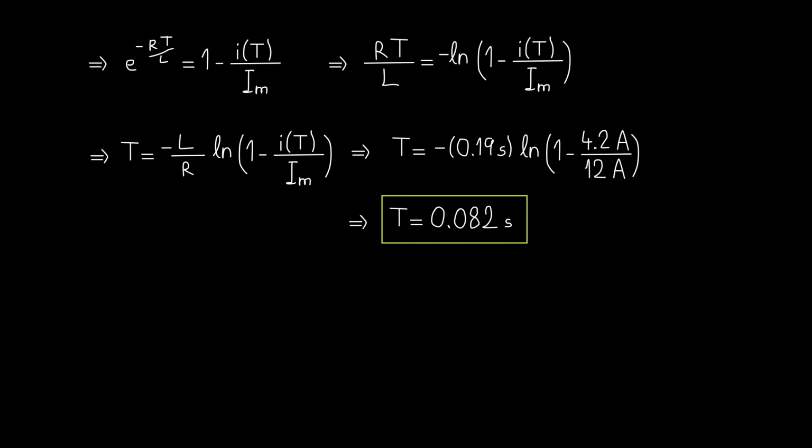So this much time later, after the switch was closed, the value of the current becomes equal to 4.2 amps, and its rate of change becomes equal to 22 amps per second, as given in the original problem.